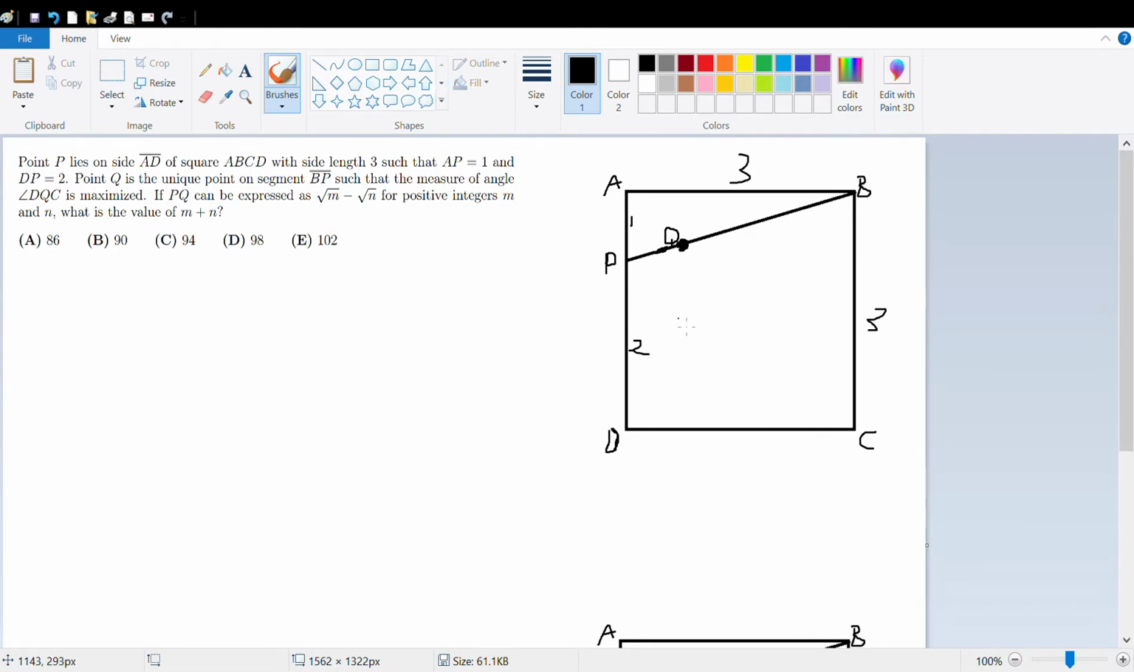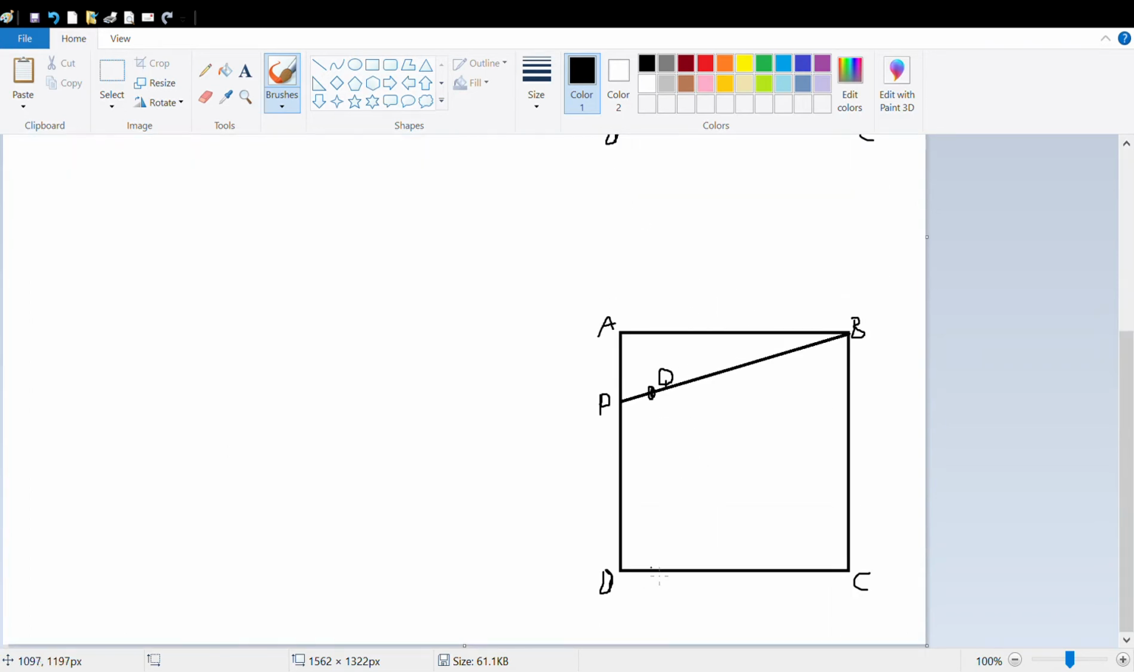So let's think about the angle DQC. It's kind of hard to wrap our minds around angles, so let's think about this nice fact. If we had to find all points R such that angle DRC is a particular angle, let's just say X degrees, then all the points R that satisfy this would lie along a circular arc that passes through points D and C.